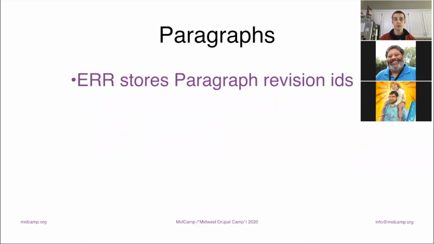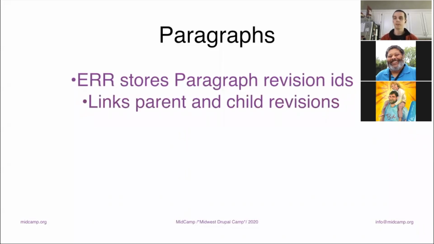And underneath the hood, entity reference revisions is storing paragraph revision IDs. And it links this stuff in a parent to child revision strategy, right? So if you have node revision ID 1, it can be referencing paragraph revision ID 1, or as you go forward, changing new revisions, you can get new revisions of each thing here.